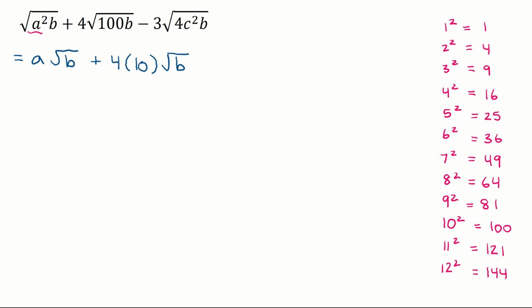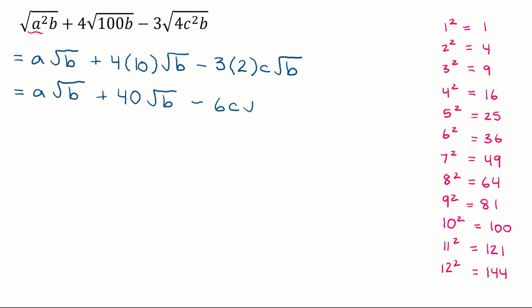And then in our third term, we have 3 times the square root of 4c squared b. 4 is a perfect square. When I take that out, it turns into a 2. C squared is a perfect square. When I take that out, it turns into a c. And we end up with a root b as well. Let's simplify this by multiplying. So a root b plus 3 root b minus 3 times 2, which is 6, times c root b.